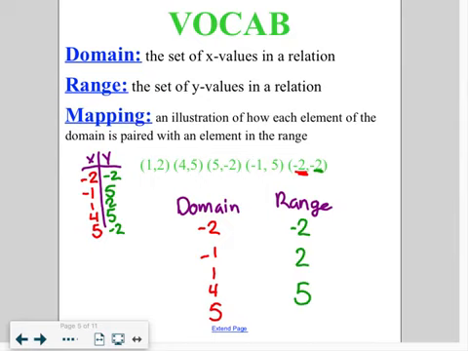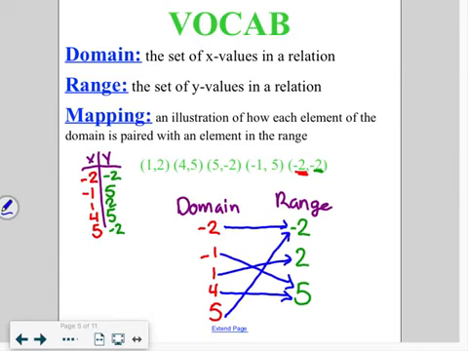To finish off the map, we're going to connect the xy pairs with arrows. So negative 2 is paired with negative 2. Negative 1 is paired with 5. 1 is paired with 2. 4 is also paired with 5, and 5 is also paired with negative 2. So each element in our domain is connected to its range value using an arrow.